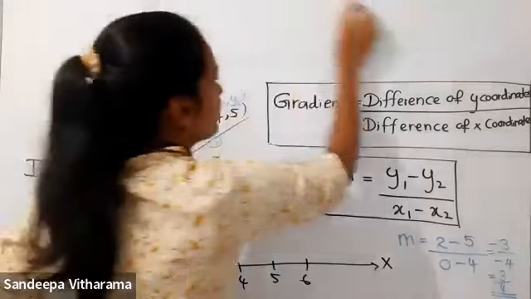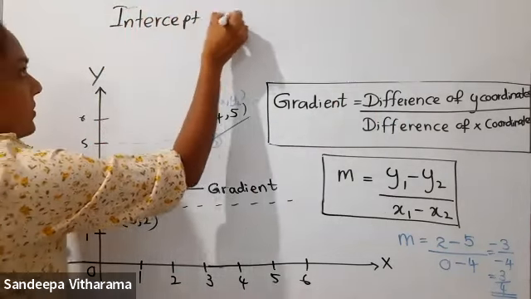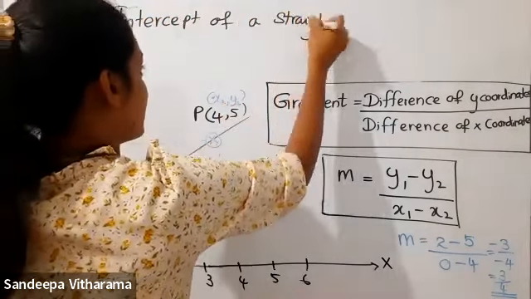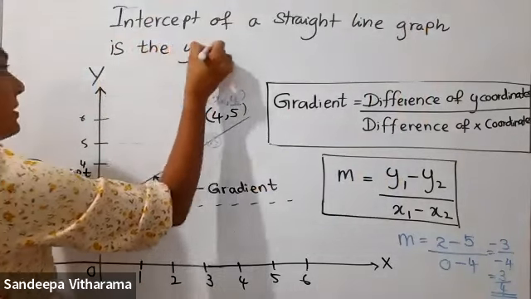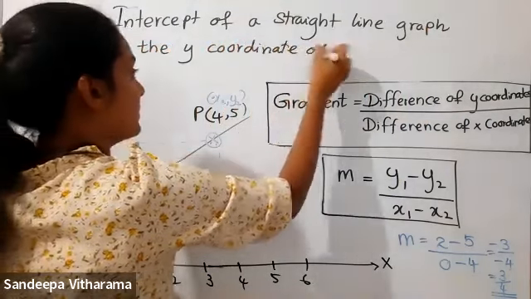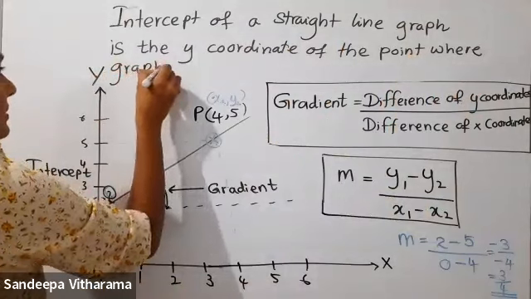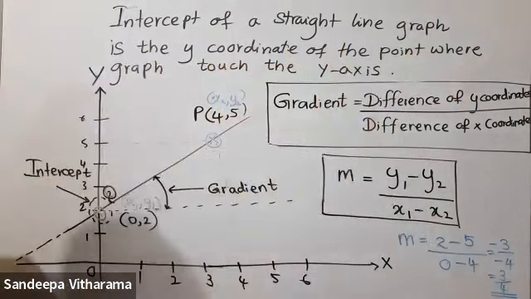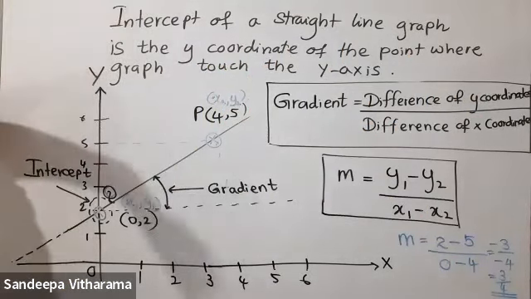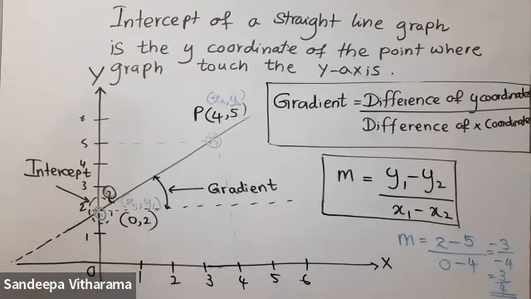Under this, write intercept. Intercept of the straight line graph is the y coordinate of the point where the graph touches the y-axis. Okay, intercept of a straight line graph is the y coordinate of the point where the graph touches the y-axis. Then in this case, what is it? It is 2. Intercept is given by simply c.